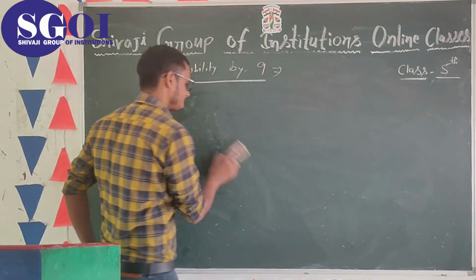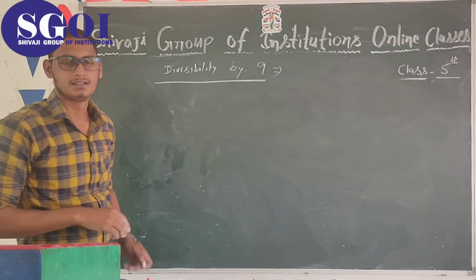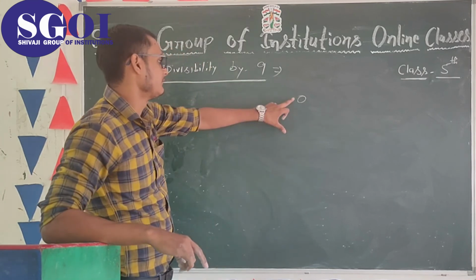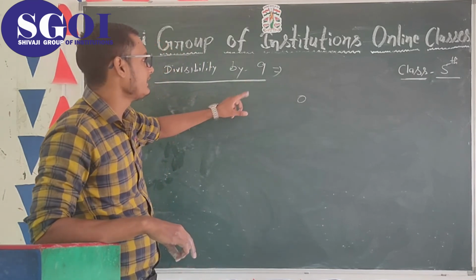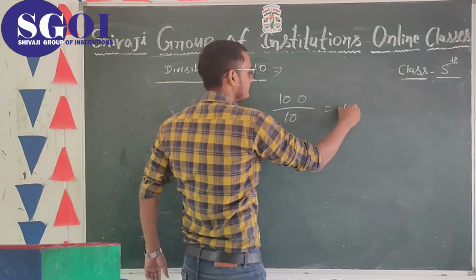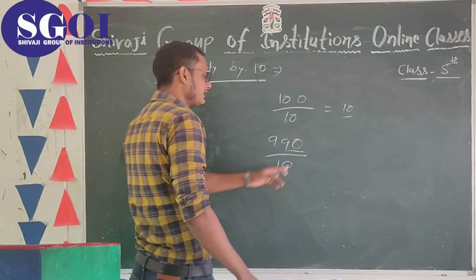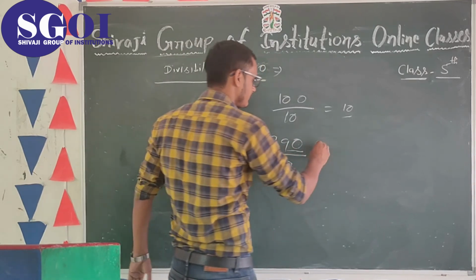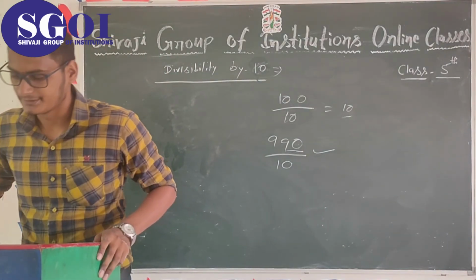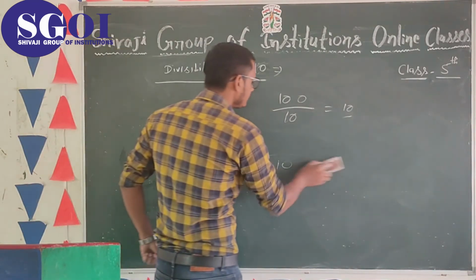So students, next property, divisibility by 10. If in any number the ones place digit is 0, then that number is divisible by 10. Okay? Is 1000 divisible by 10? Yes. The ones place number is 0, so this is divisible by 10. Okay? Next is divisibility by 11. This property we will discuss in our next class.